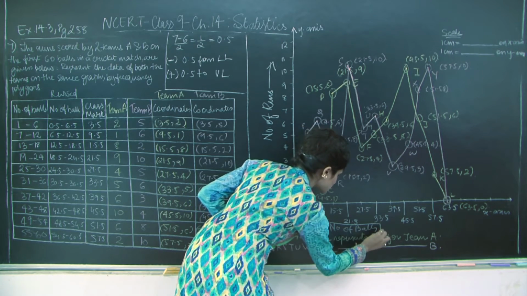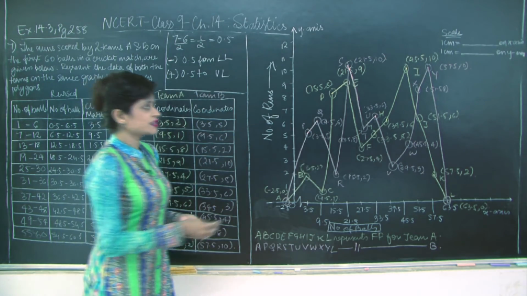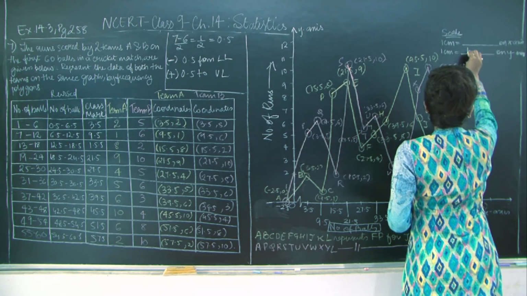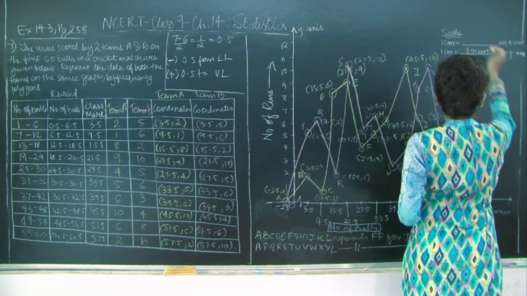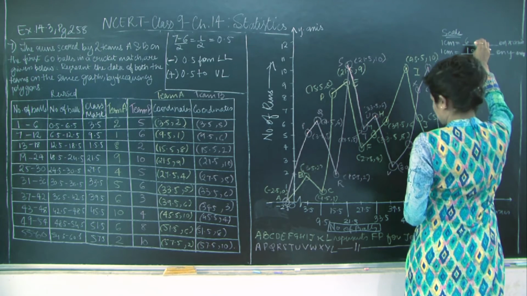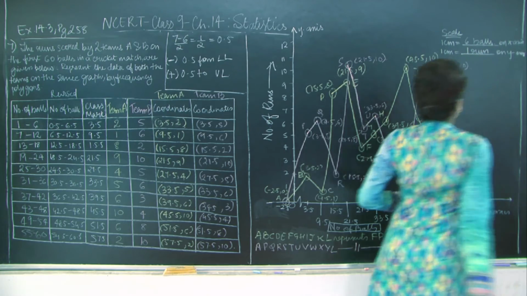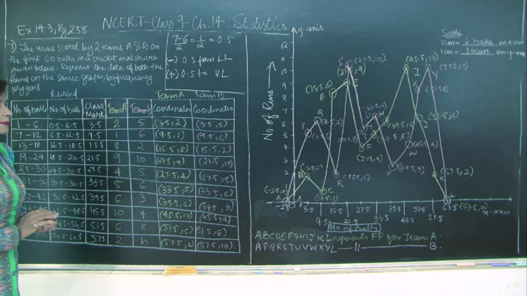Just going to box it here so that you can differentiate what's been written, and let's write down the x and y axis scale. So this is going to be 1 centimeter is 1 run on y axis, and 1 centimeter is equal to 6 balls on x axis. And we have completed the sum.